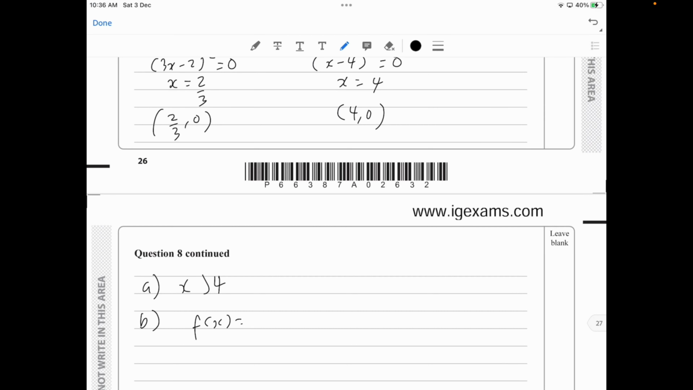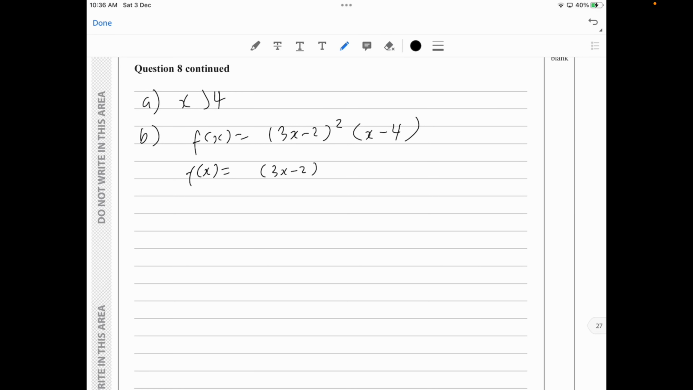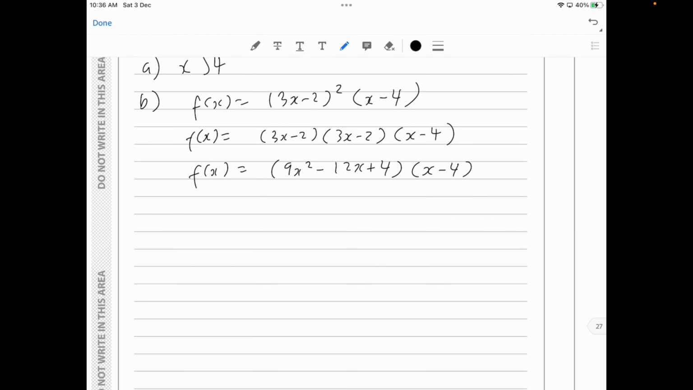f of x is equivalent to 3x minus 2 square root x minus 4. This is the equation on the top of the question. All we need to do is now expand this. Hopefully you guys know how to do expansion. 3x minus 2 brackets 3x minus 2 brackets x minus 4. We're going to expand these brackets first. So indirectly we're going to get f of x is equivalent to 9x squared minus 12x plus 4 brackets x minus 4. We're going to expand this again. So we get f of x is equivalent to, your final answer should be roughly about 9x cubed minus 48x squared plus 52x minus 16. This should be your final value.